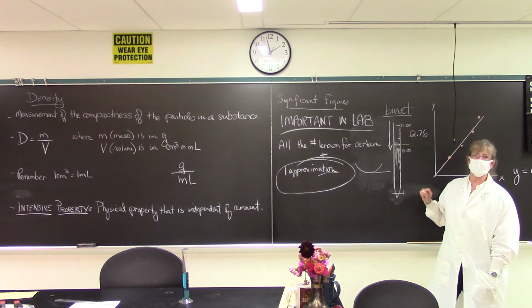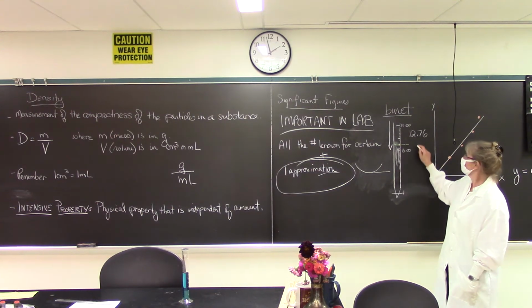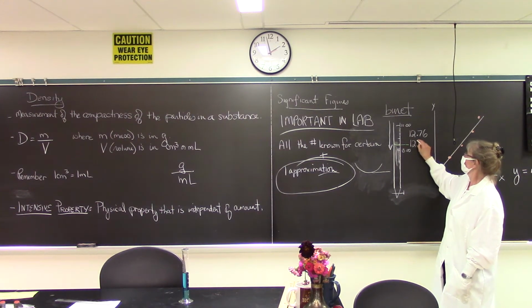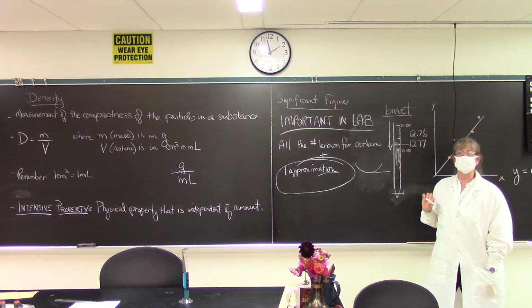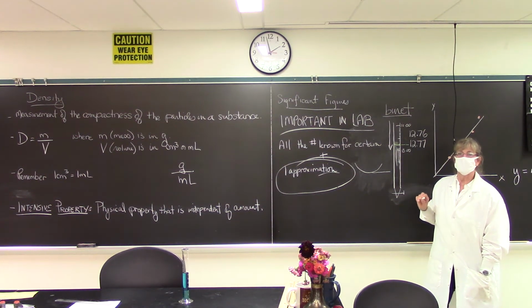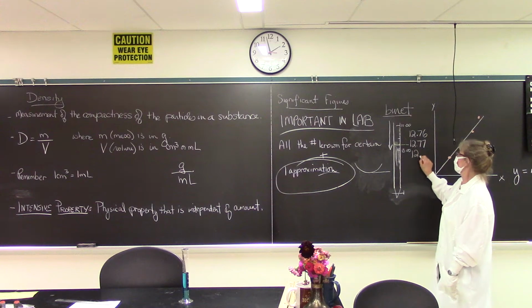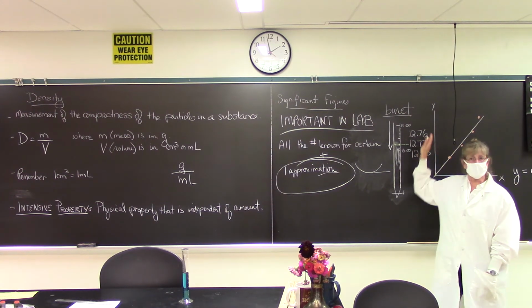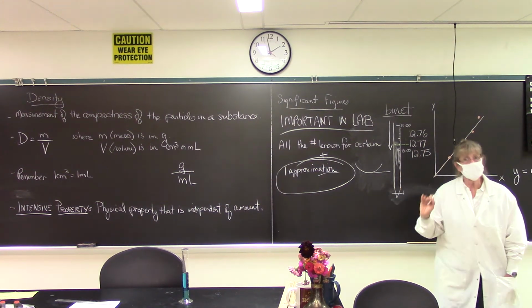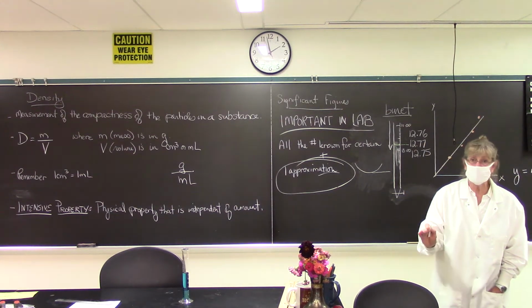Aaron, what do you think it is? I'd say 12.77. What do you think it is? I think 12.75. And she thinks it's 12.75. Notice that all three of us have a slightly different approximation, and that's fine.